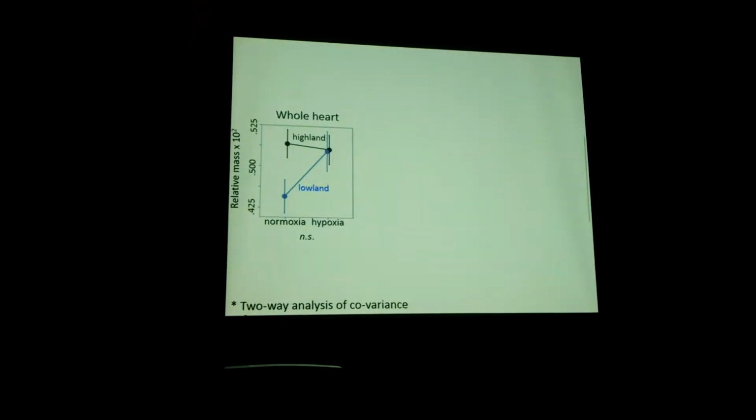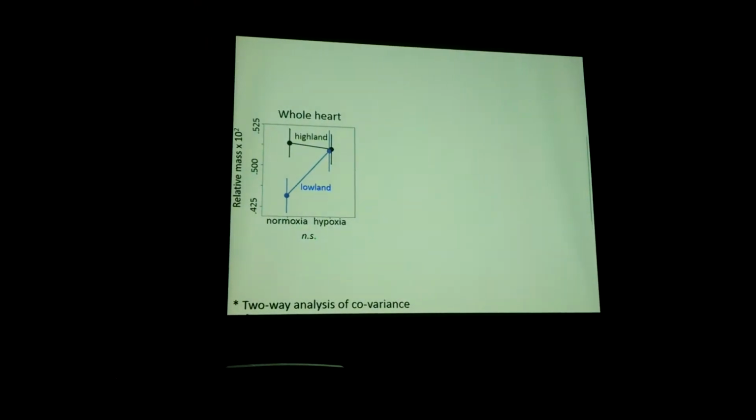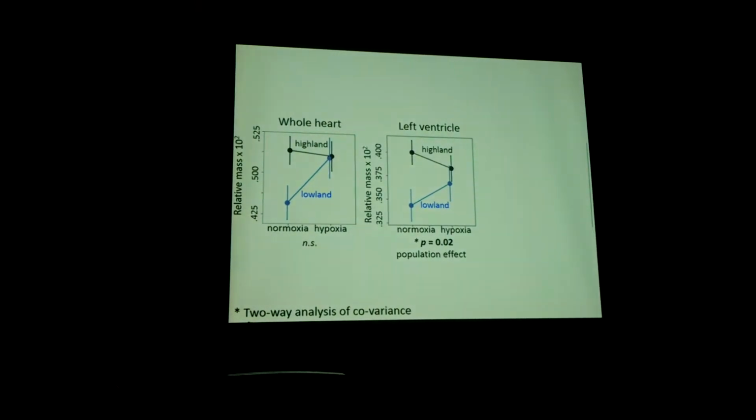So here I have relative mass of the whole heart under normoxia and hypoxia. And what you can see is that lowland animals increase the size of their heart in response to hypoxia, and that highland animals seem to have an overall larger heart. So this fits with our predictions, except that we didn't find any statistical significance. So there's no statistical support for this, although the pattern does fit what we predict.